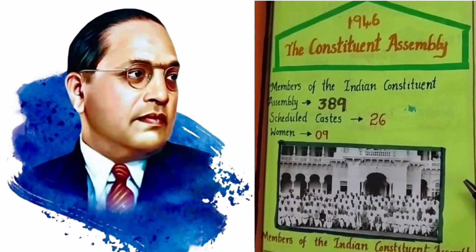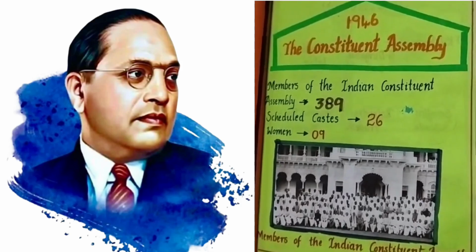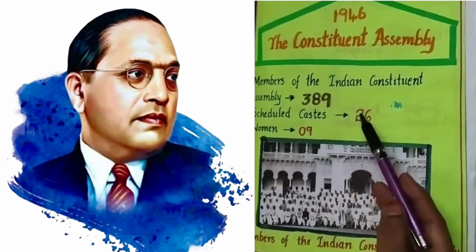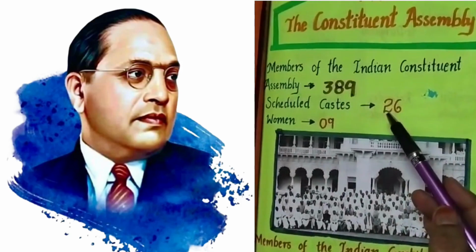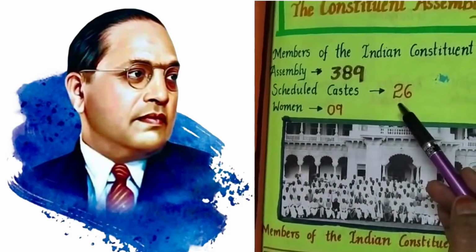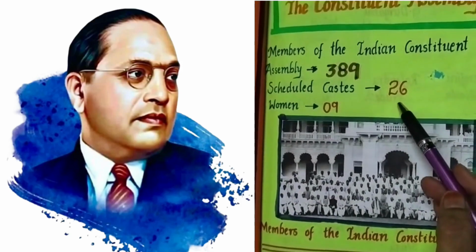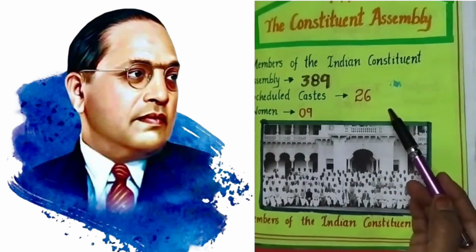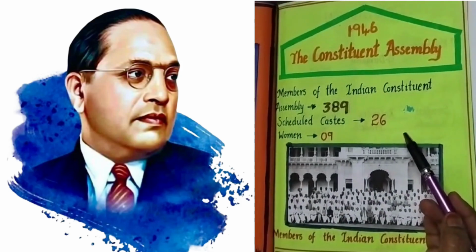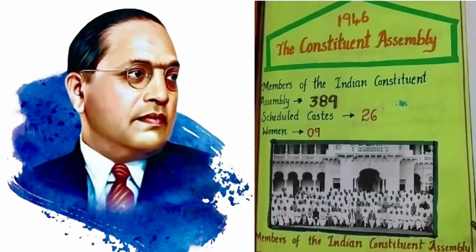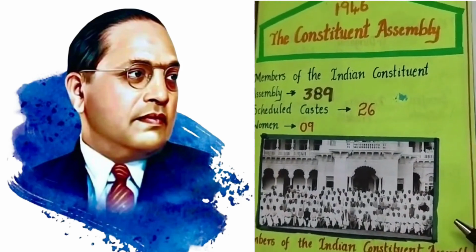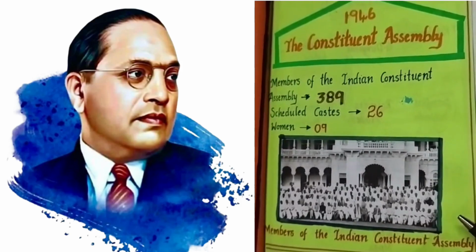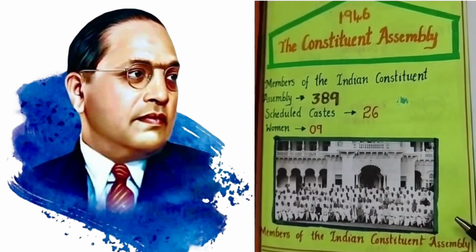The total members of the Constituent Assembly reached 389. Among these, 26 members were from scheduled castes and 9 were women. With the partition of the country in August 1947, the Constituent Assembly was bifurcated into the Indian Constituent Assembly and the Pakistan Constituent Assembly. The Indian Constituent Assembly had 299 members.